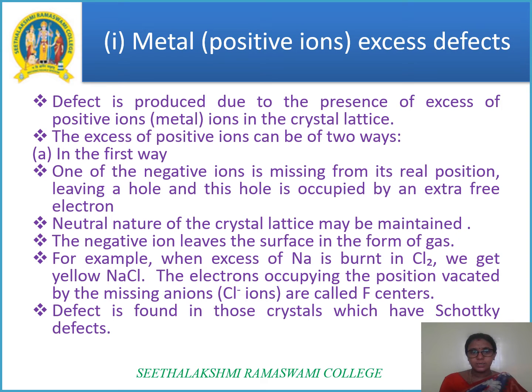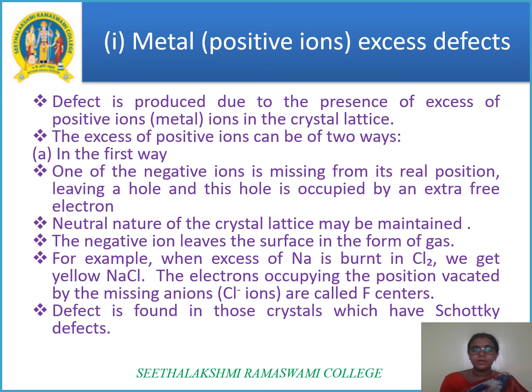First we have discussed the metal excess defects. This metal excess defect is produced due to the presence of excess of positive ions in the crystal lattice. This excess of positive ions can be of two ways. In the first way, one of the negative ions is missing from its real position, leaving a hole, and the hole is occupied by an extra electron due to the maintenance of the neutral nature of the crystal.